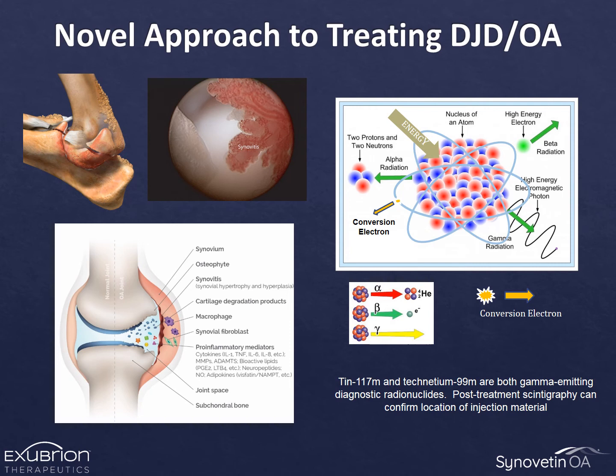But our focus here is on the release from the circular orbit of convergent electrons. And specifically, this is with the radiotherapeutic tin-117m. Now, tin-117m and technetium-99m are both gamma-emitting diagnostic radionuclides, and post-treatment scintigraphy can confirm the location of the injected material and is one way that gamma radiation can assist us in giving some idea if, in fact, we're reaching the target structures.